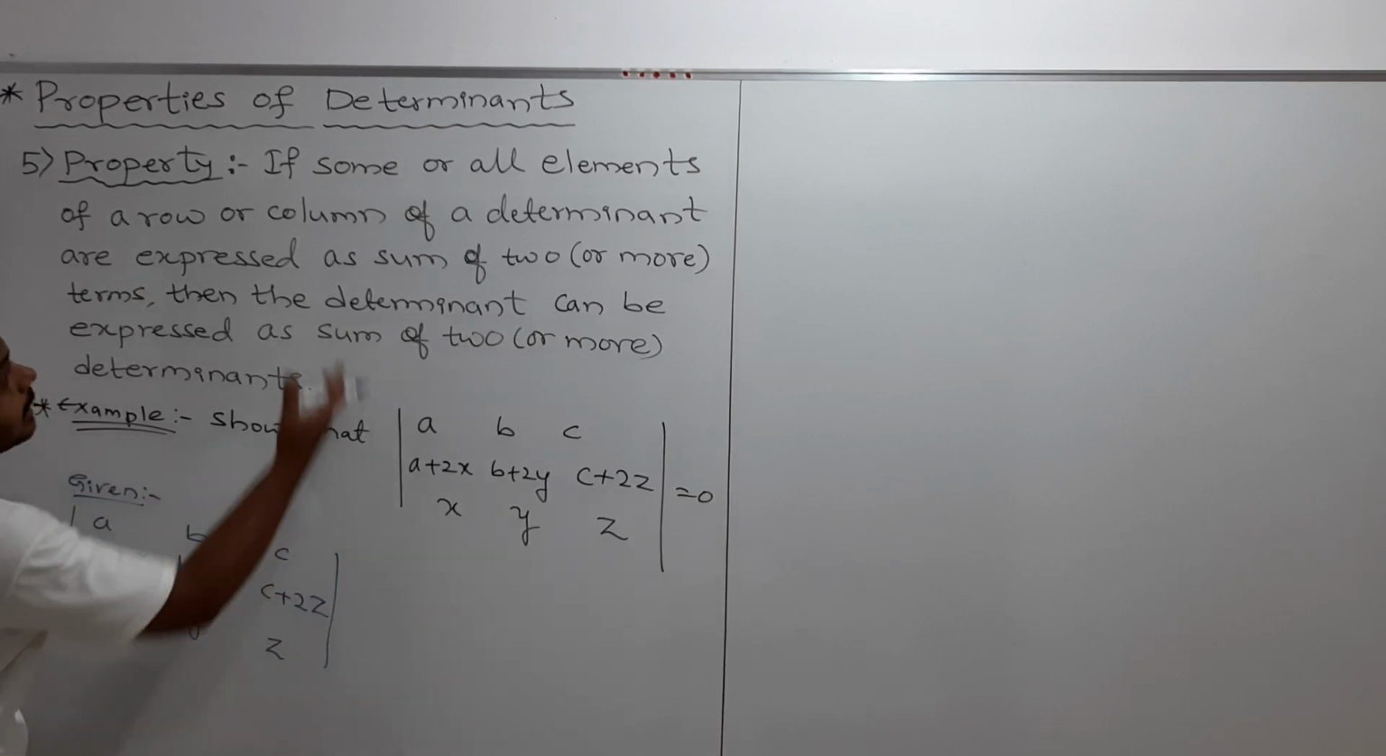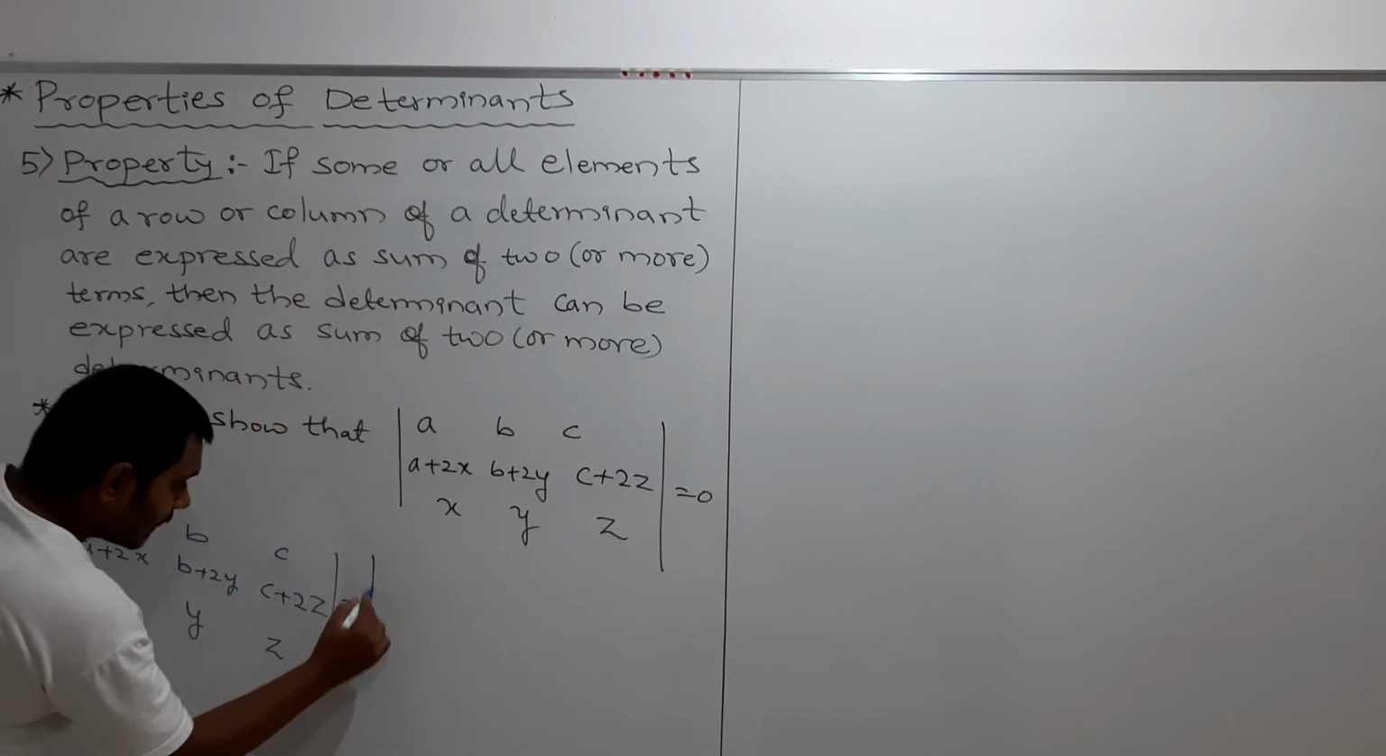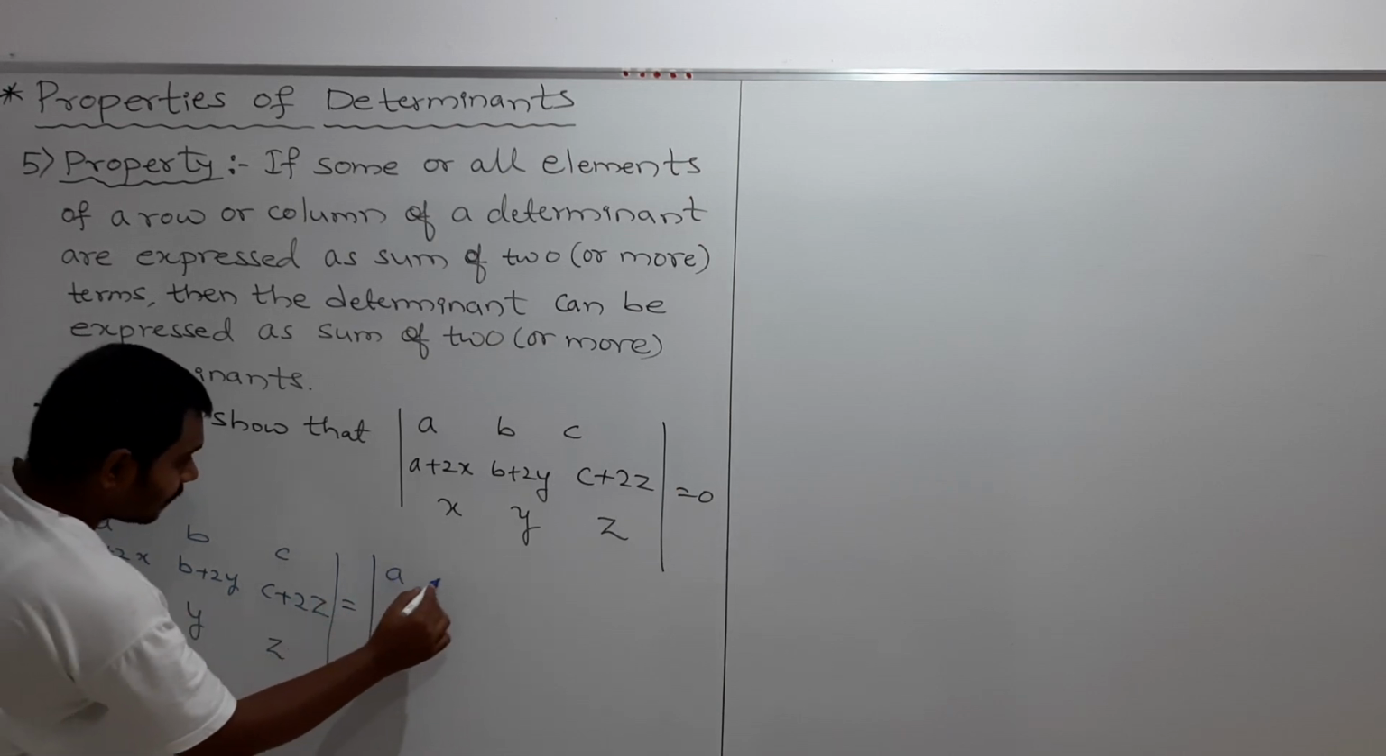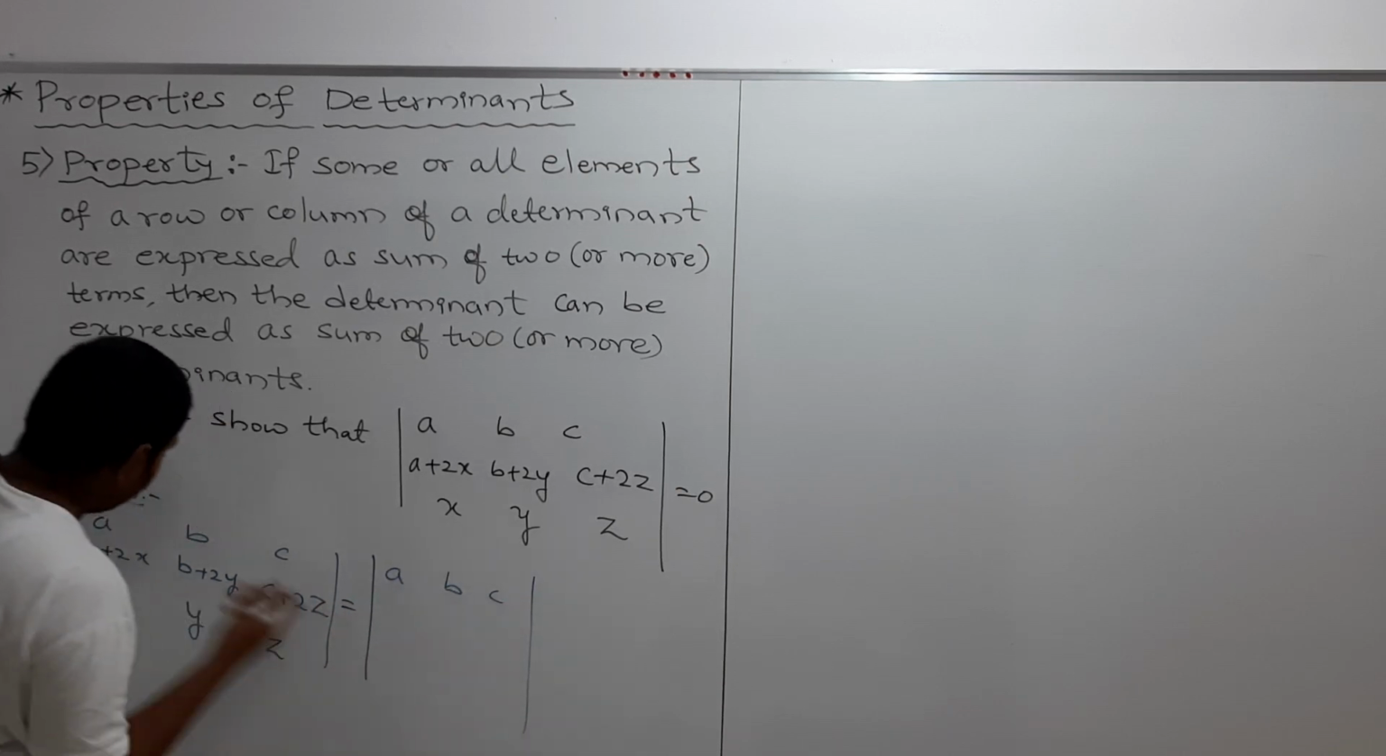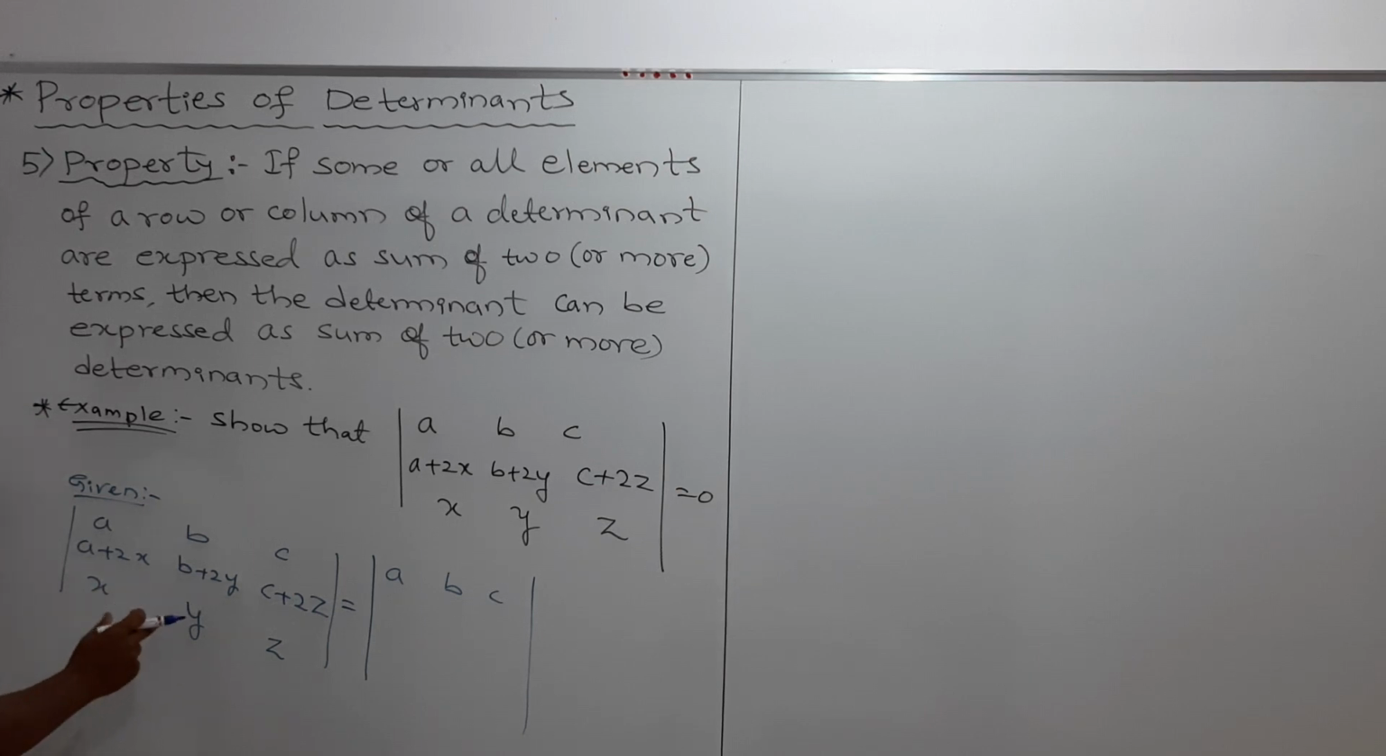This determinant, by using this property, can I write it like this? Please see here: a, b, c. Here, what does the property say?